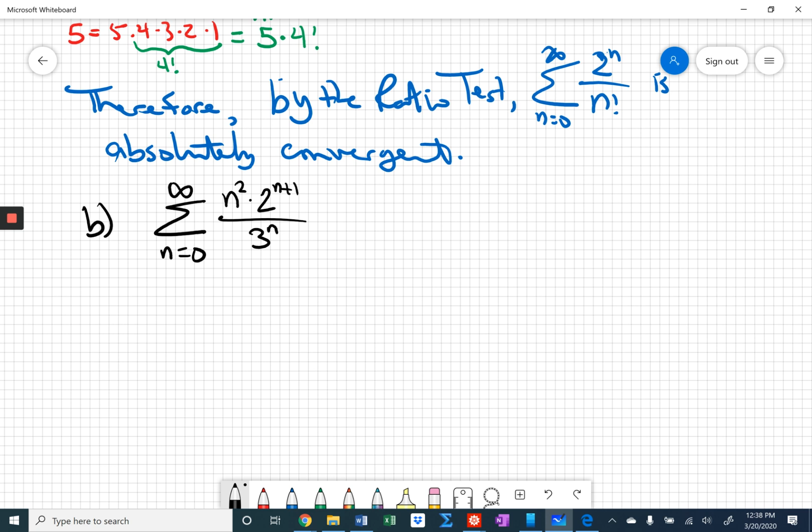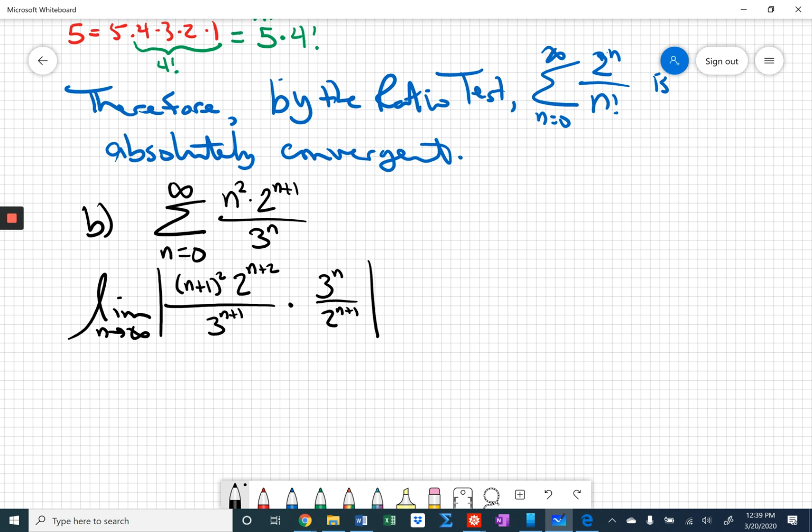All right, so here's part B. Hopefully you've had a chance to try it on your own. Take the limit again as n approaches infinity. Now we need the n plus first term, so I'm going to put n plus 1 squared, 2 to the n plus 1 plus 1, which is going to be n plus 2, all divided by 3 to the n plus 1. Now I have to divide that by the nth term, which means multiplying by the reciprocal of the nth term. So as I said, I'm not going to write the ratio first. I'm going to go right into the algebraic next step.